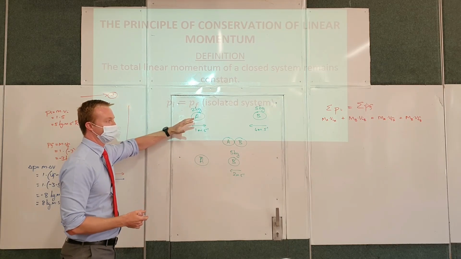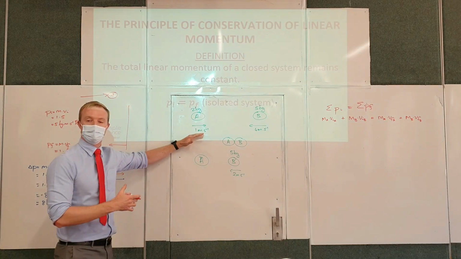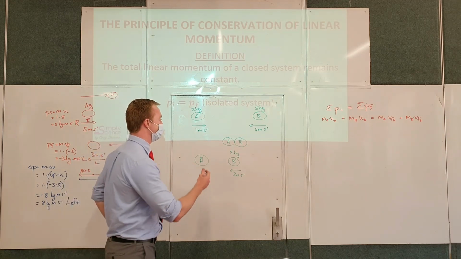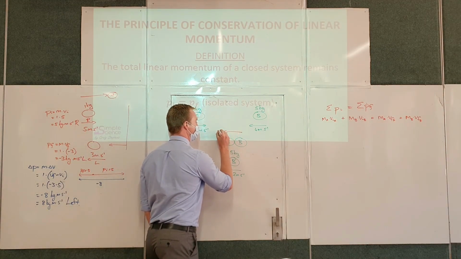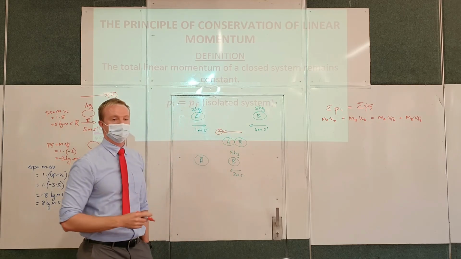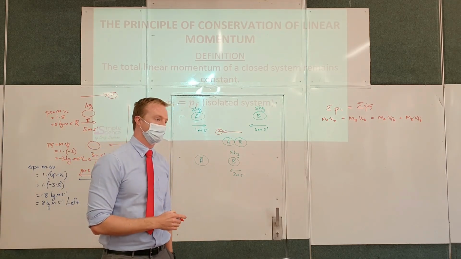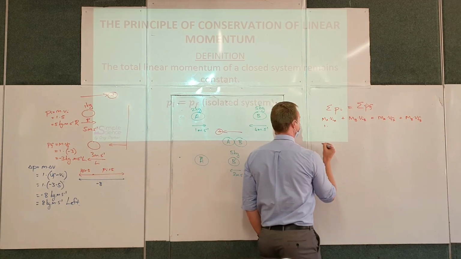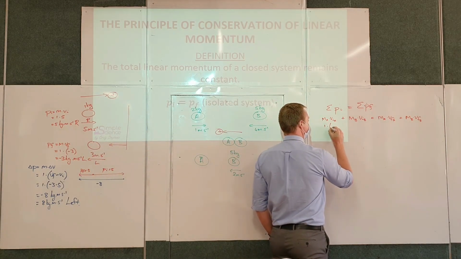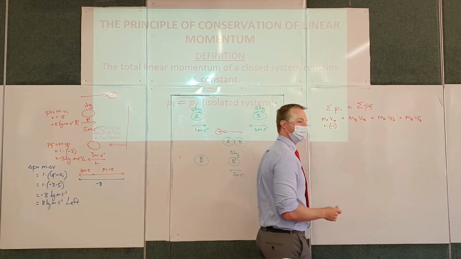Right, the biggest cause of problems here is that we forget that these are vectors, and therefore direction does matter, so you pick a direction as positive. Again, it doesn't matter which one you choose, as long as you stick to it. I'm going to choose left as my positive direction. What that means is that object A, which has a mass of 2 kilograms, is initially traveling to the right, therefore has a negative velocity.